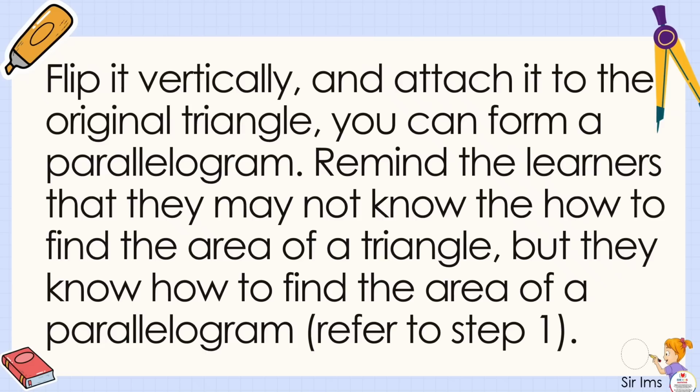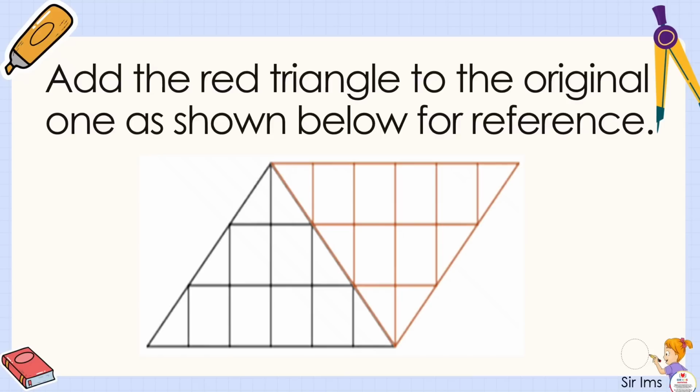Okay, so flip it vertically and attach it to the original triangle. You can now form a parallelogram. I would like to remind you that you may not know how to find the area of a triangle, but you know how to find the area of a parallelogram. So you can go back to step 1. Add the red triangle to the original one as shown below for reference. So when you flip the triangle and attach it to another triangle, you can now form a parallelogram.